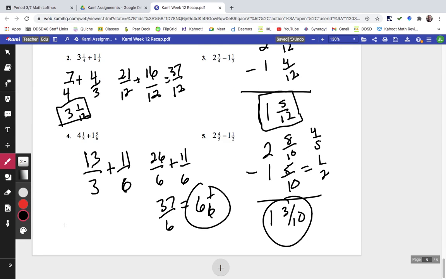And that is a recap on Thursday, December 10th.